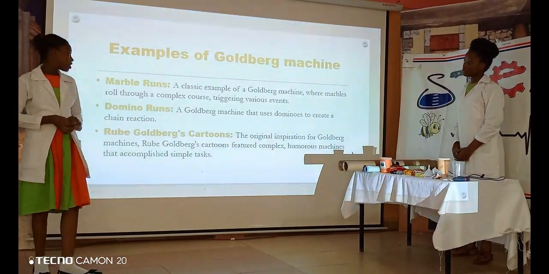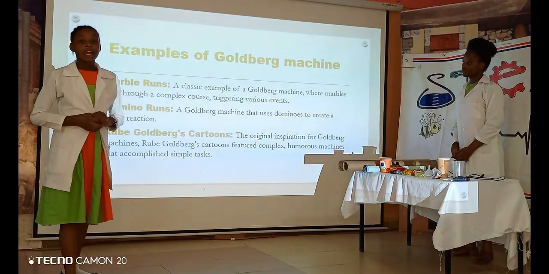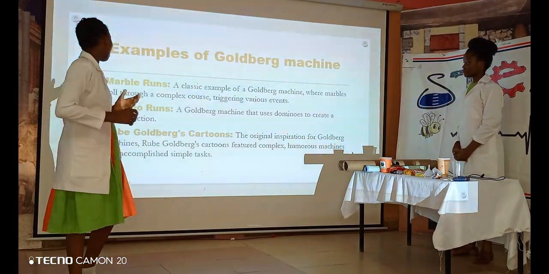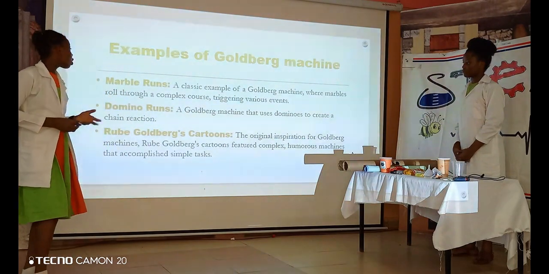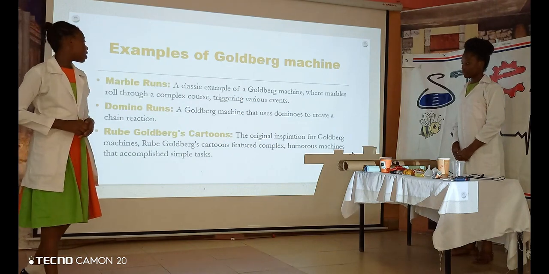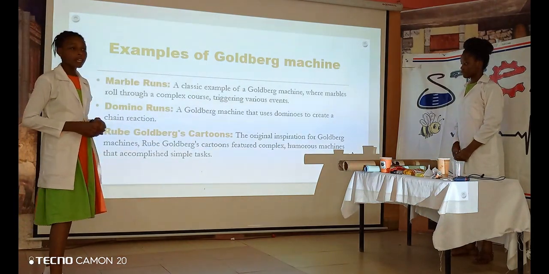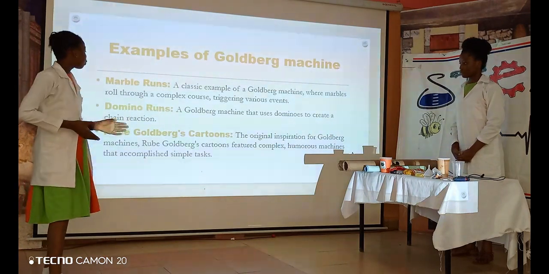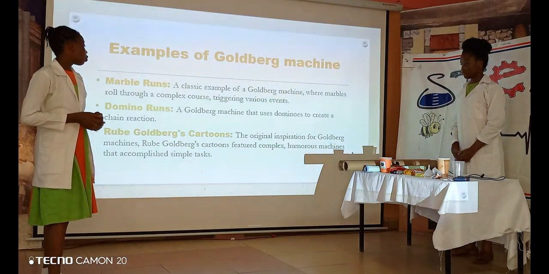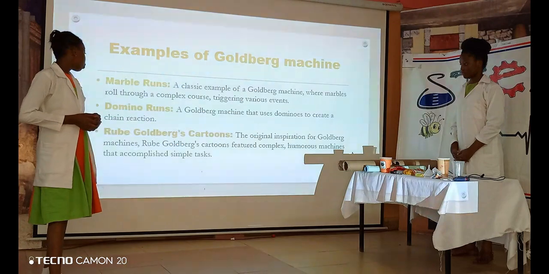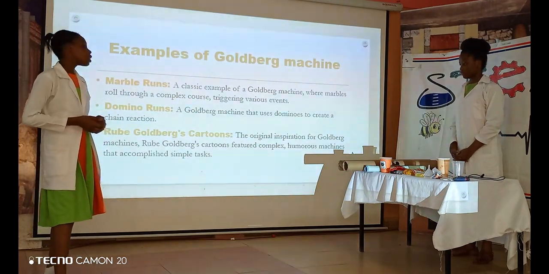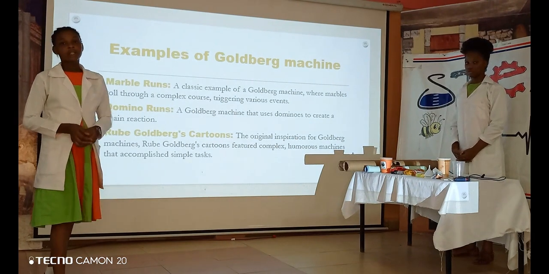Examples of Rube Goldberg machines. Marble runs, a classic example of a Rube Goldberg machine where marbles roll through a complex course, triggering various events. Domino runs, a machine that uses dominoes to create a chain reaction. Rube Goldberg's cartoons, the original inspiration for these machines, featured complex, humorous machines that accomplished simple tasks.